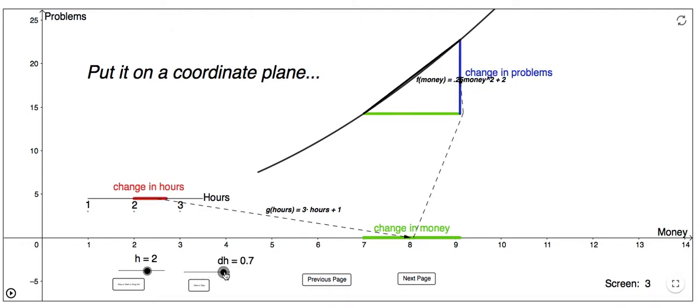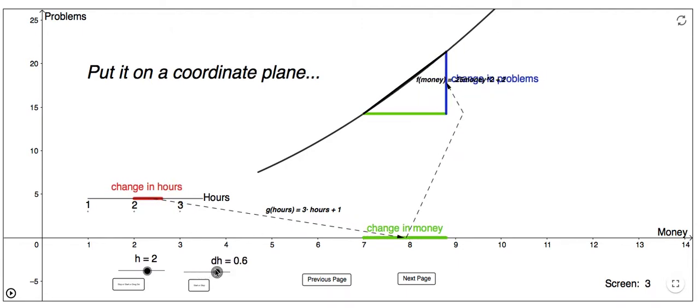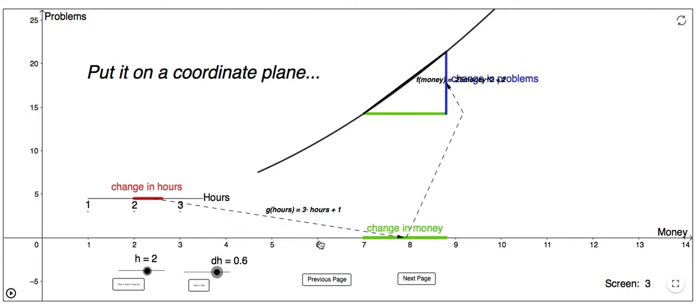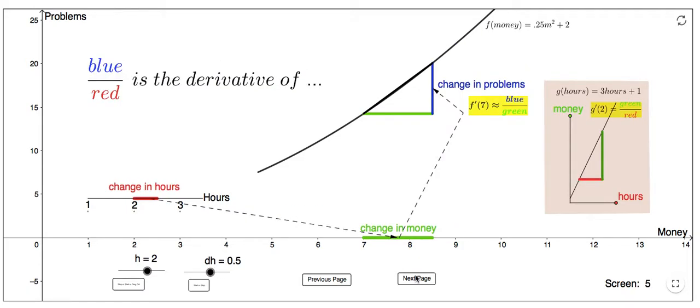And then again, if we want to change the change in the hours, the actual dh, we can see that the change in the problems again changes not linearly, but quadratically. So we can just start seeing this.